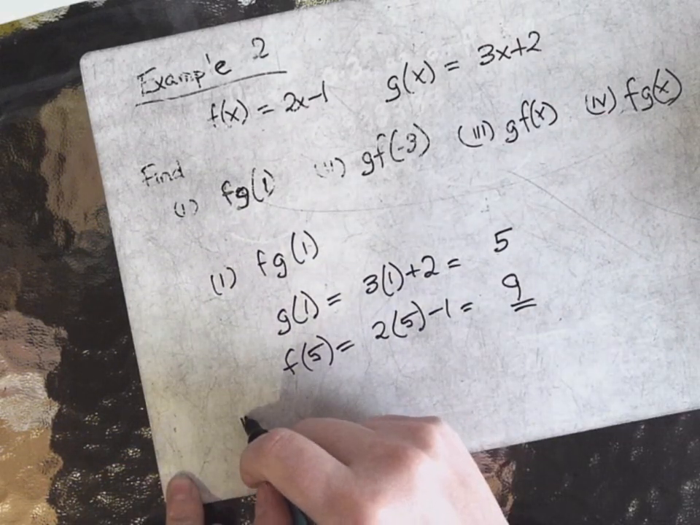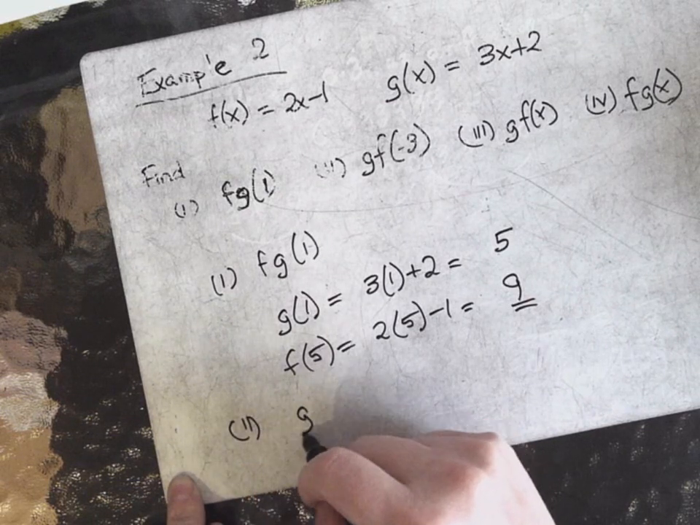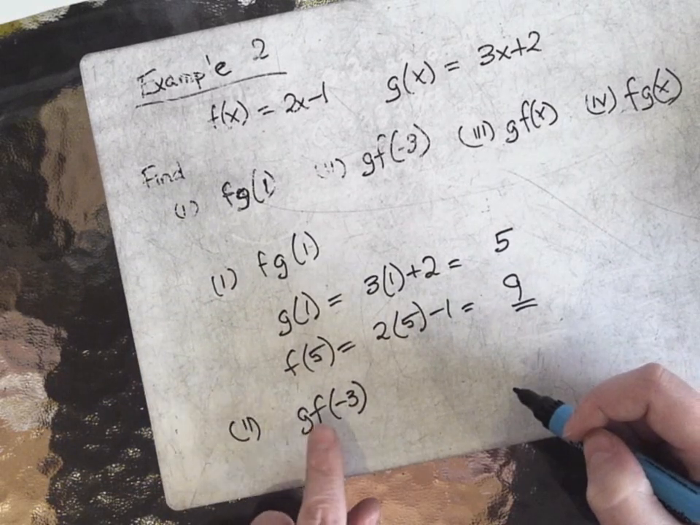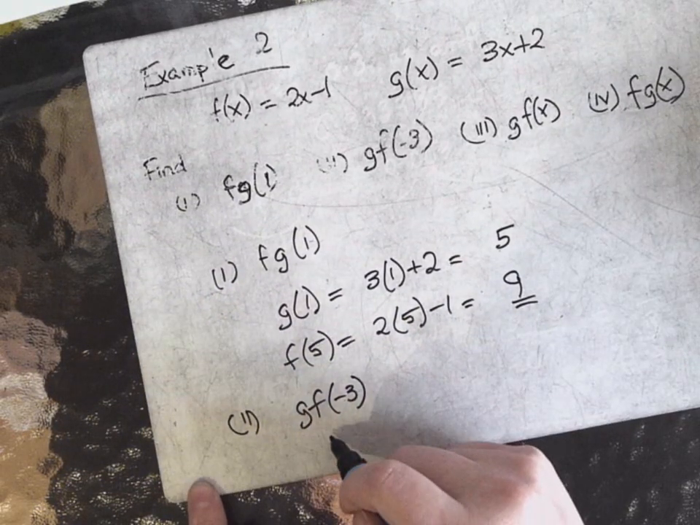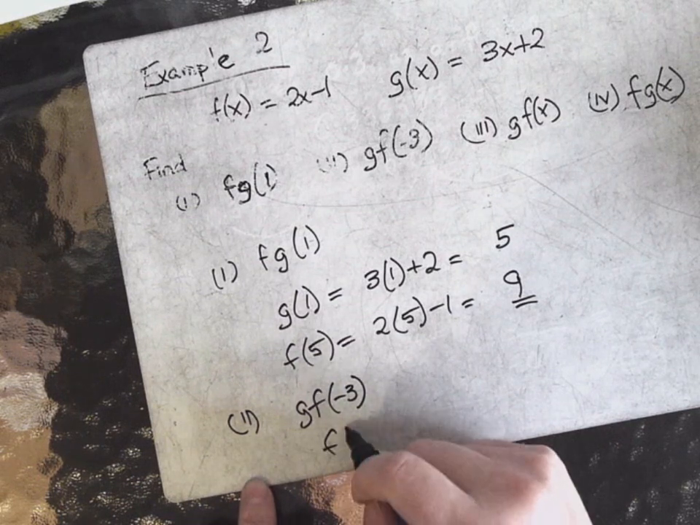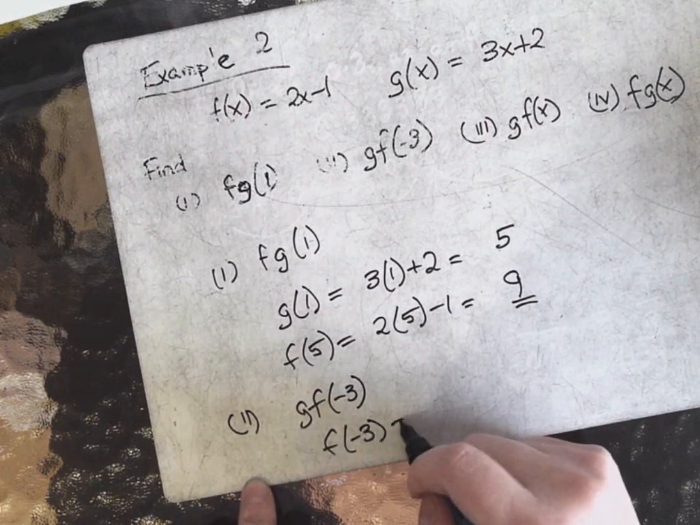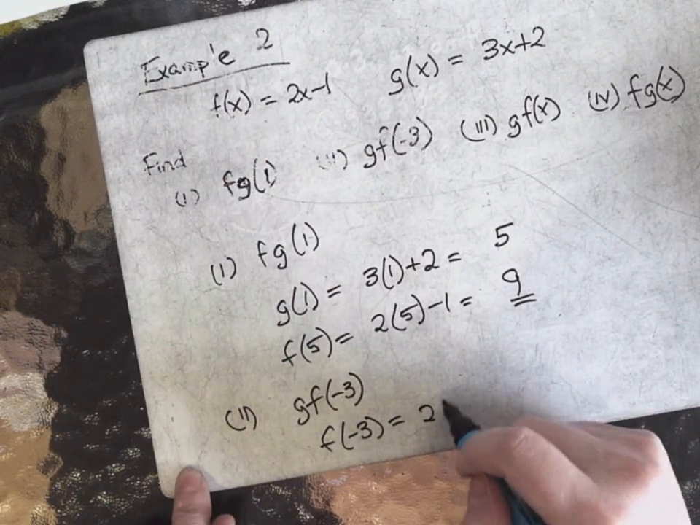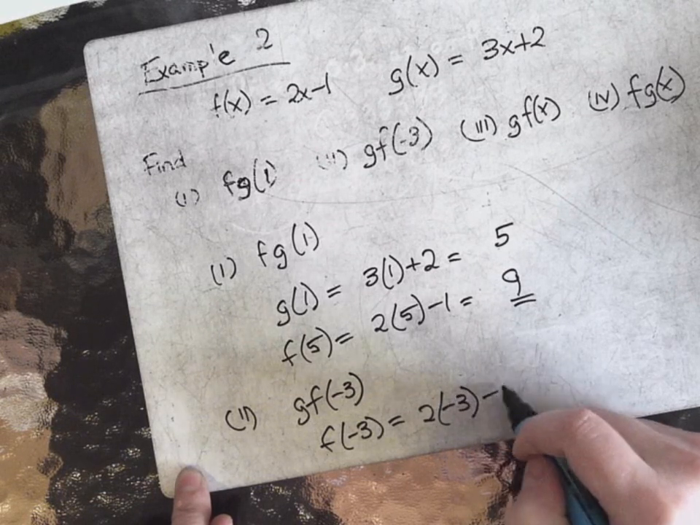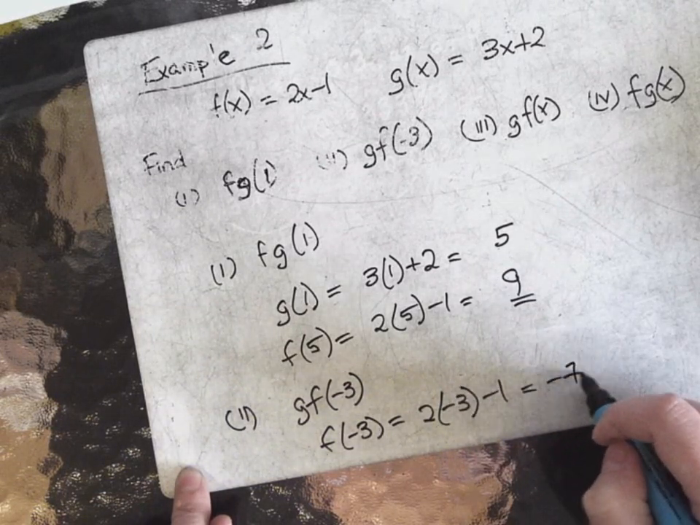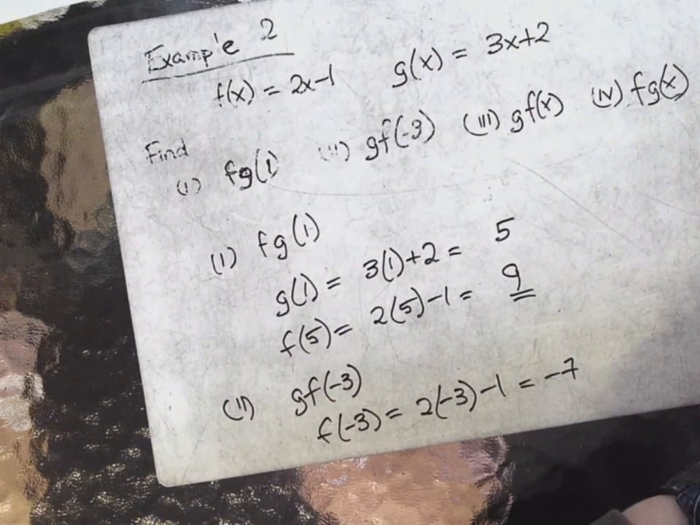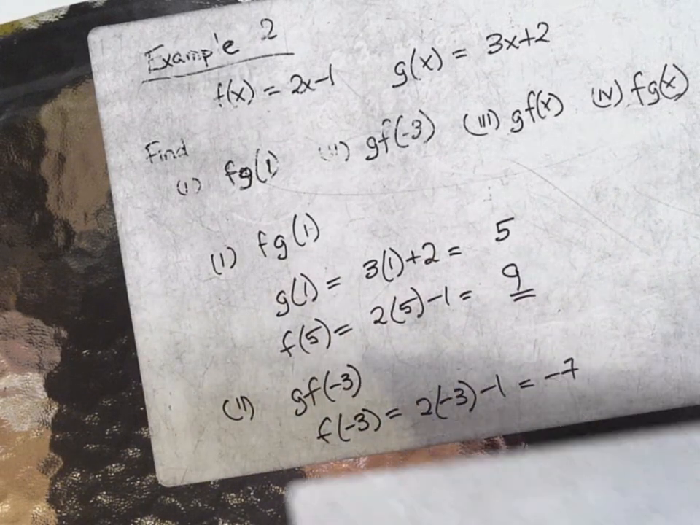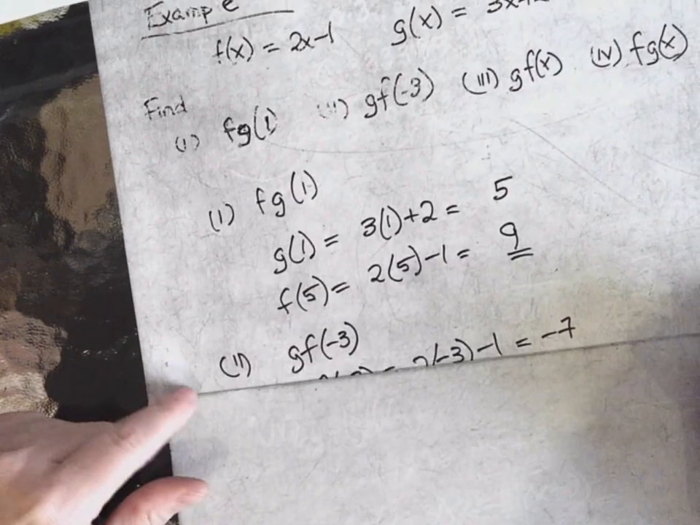So part 2 asks me to get g f of minus 3. So that reads g after f of minus 3. g after f means I do f first. So f of minus 3 first. Into f, everywhere I see an x, put in a minus 3. So that's 2 times minus 3, minus 1. Into the calculator, that's minus 7. Then I have to take that answer and put it into g. So I have to get g of minus 7.